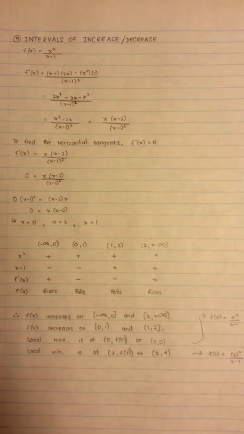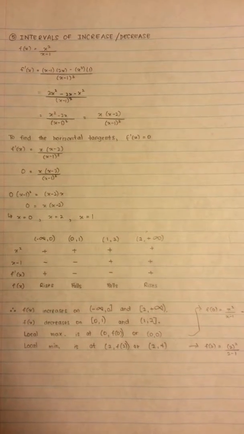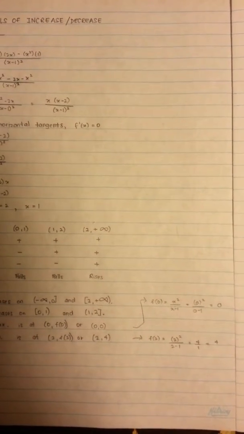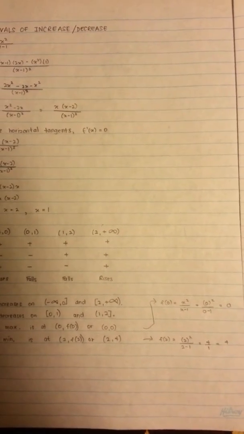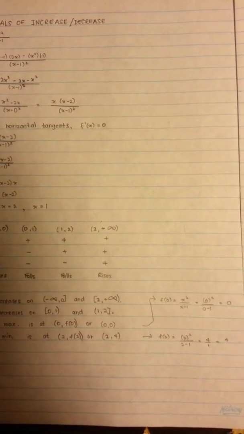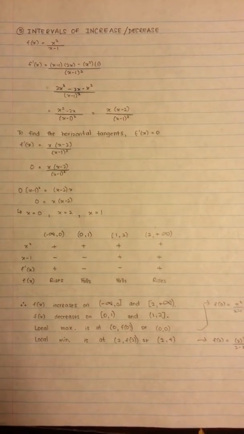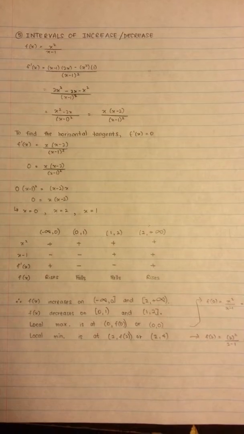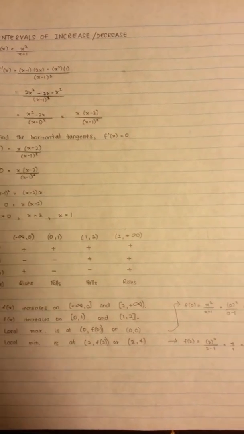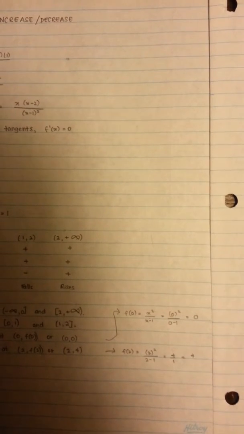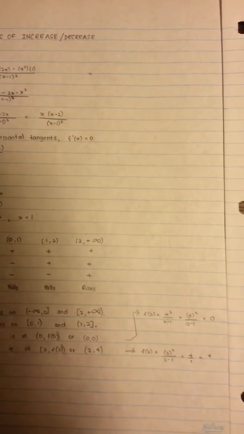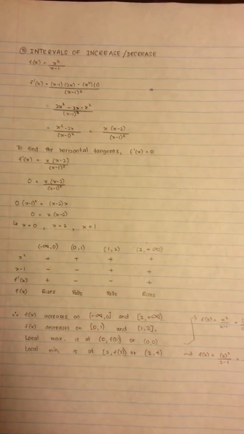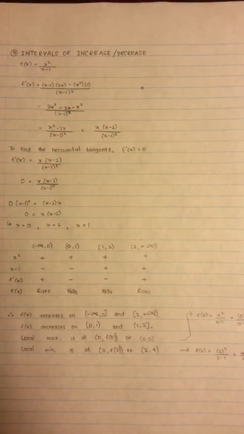And I know that the local maximum is at the x value of 0. When x equals 0, I plug x equals 0 into the original function and found that y also equals 0. So the local max is (0, 0). For the local min, I know that the local min is when x equals 2. So when I substituted 2 into the original function, I got that the local minimum is (2, 4).